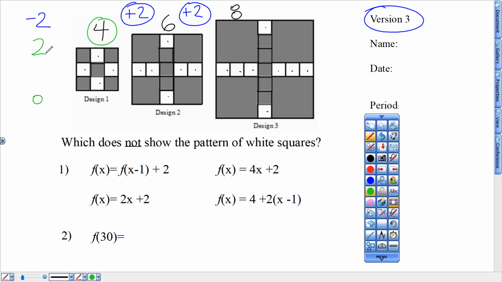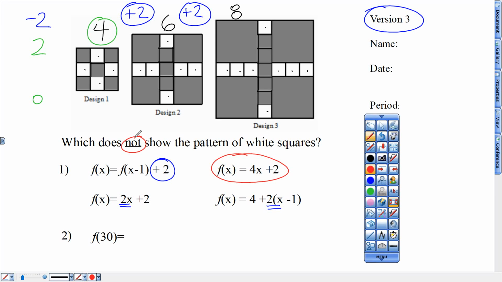What I'm doing for this problem is looking for all the equations that don't have 2 in the right place. I can see that this one clearly has 2 in that recursive form. This one has 2 right in front of x. This one has 2 right in front of x. Don't be faked out by that 4. That 4 is not the number in front of x. That 2 is the number in front of x. And this one has a 4 in front of x. It doesn't have a blue 2. This is the one that does not show this pattern.